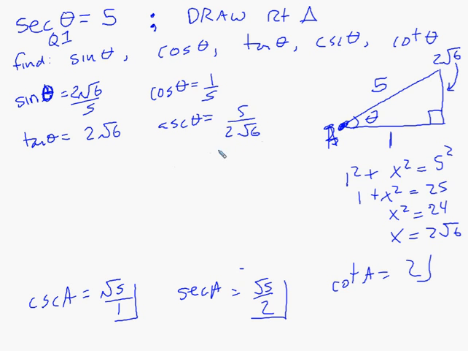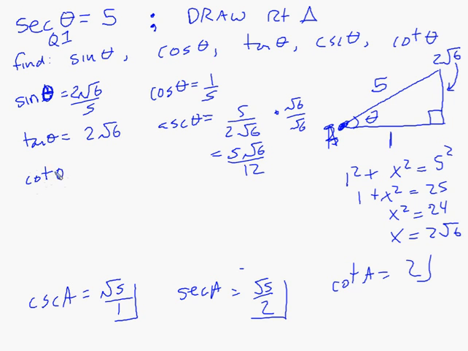Then I'm going to have to rationalize that, so that's going to equal 5 root 6 over 12 after we reduce. Because I'm going to multiply by root 6 over root 6. That gives me 5 root 6, and then root 6 times root 6 is root 36, which is 6, and 2 times 6 is 12.